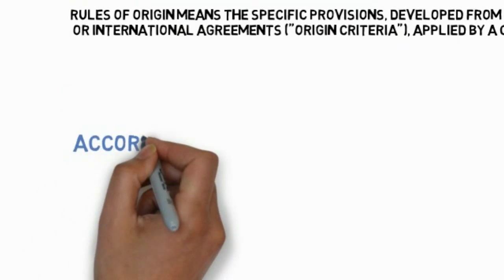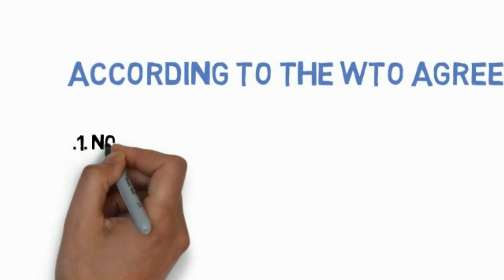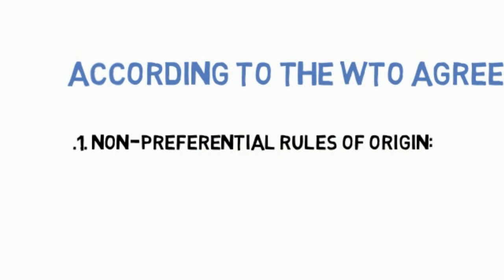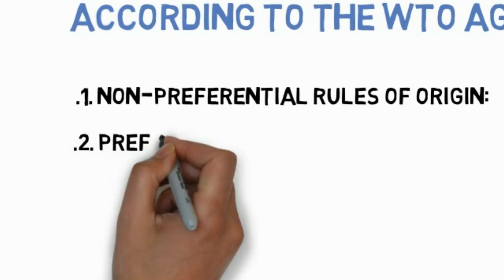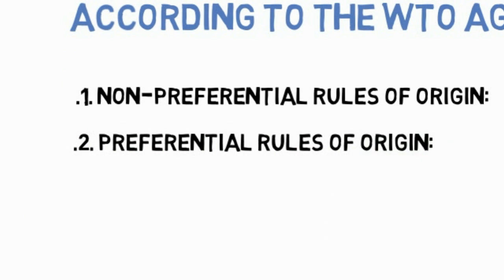And according to the WTO agreement, rules of origin have two distinct definitions, depending on whether they are preferential or non-preferential. Point 1. Non-preferential rules of origin shall mean laws, regulations and administrative determinations of general application applied by any member to determine the country of origin of goods. Point 2. Preferential rules of origin shall mean the laws, regulations and administrative determinations of general application applied by any member to determine whether goods are eligible for preferential treatment under contractual or autonomous trade regimes.